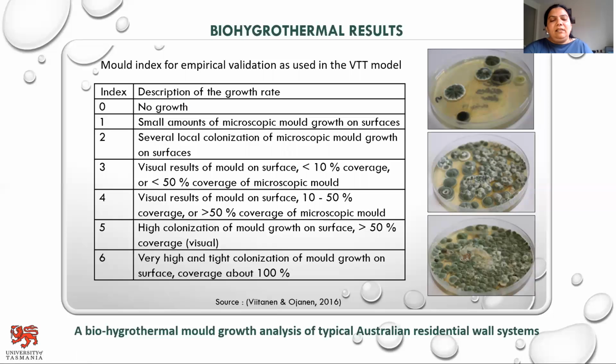Mold indices are the indicators for empirical validation in the VTT model, which range from 0 to 6. The mold index of 0 is described as no growth. 1 is described as small amounts of microscopic mold growth on surfaces. And 2 is described as several local colonizations of microscopic mold growth. 3 and 4 are described as visual results, which range from less than 10% to more than 50%. 5 is described as high colonization of mold growth on the surface, which is more than 50% coverage. And 6 is described as very high and tight colonization of mold growth on the surface, with coverage of about 100%.